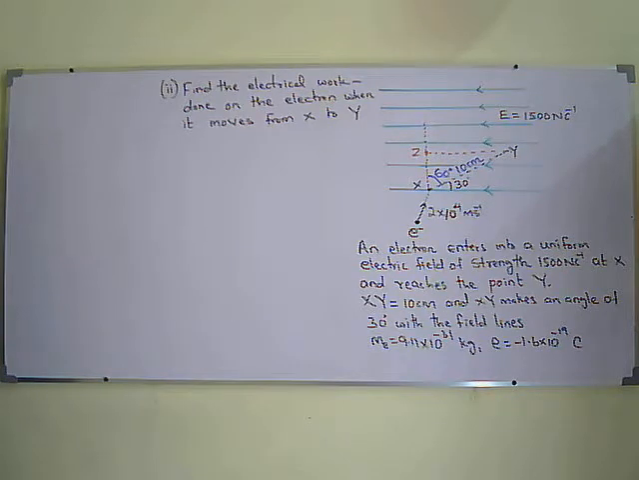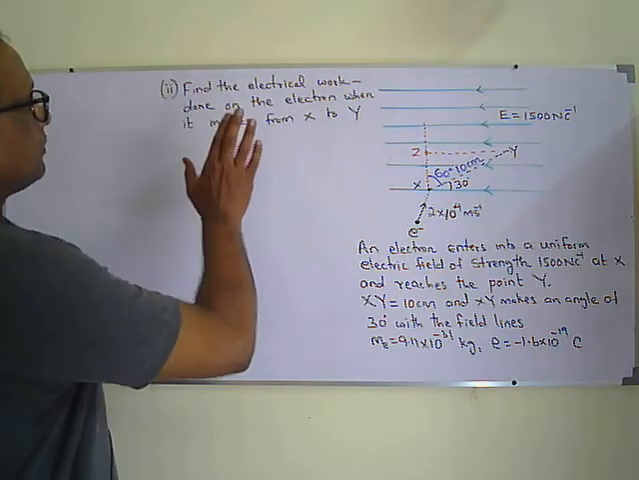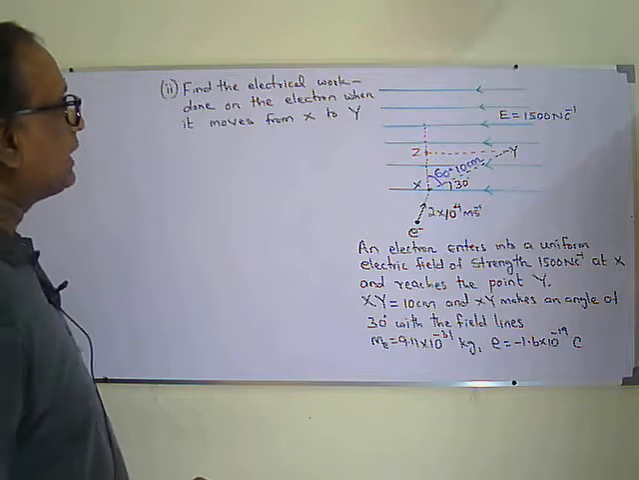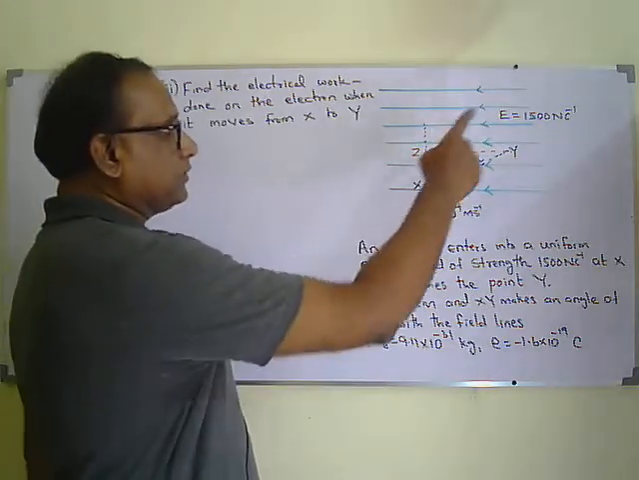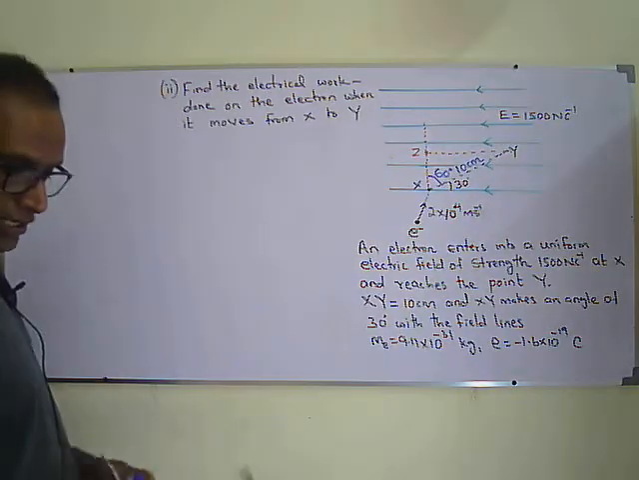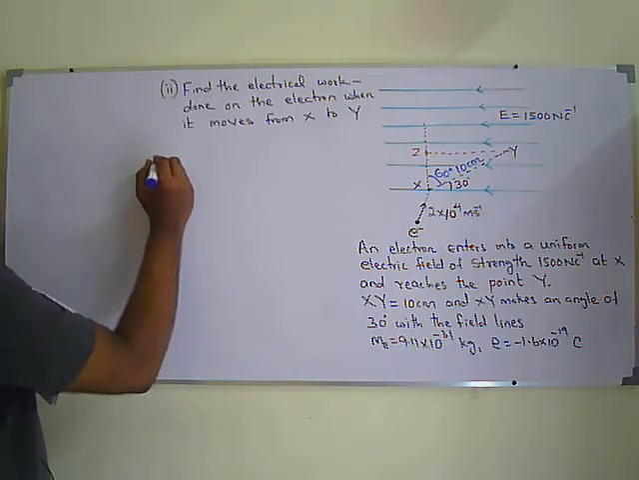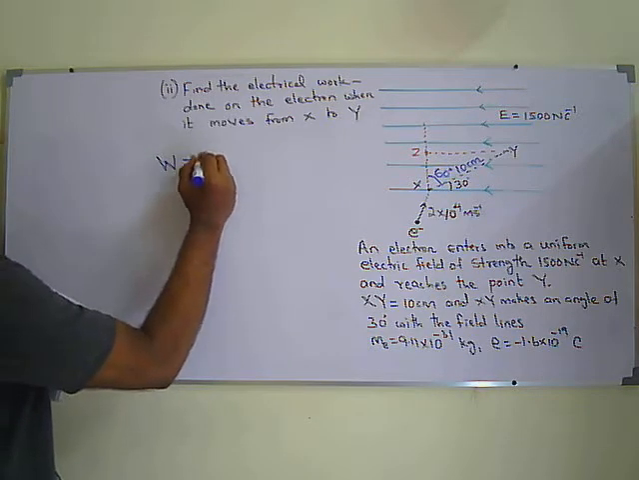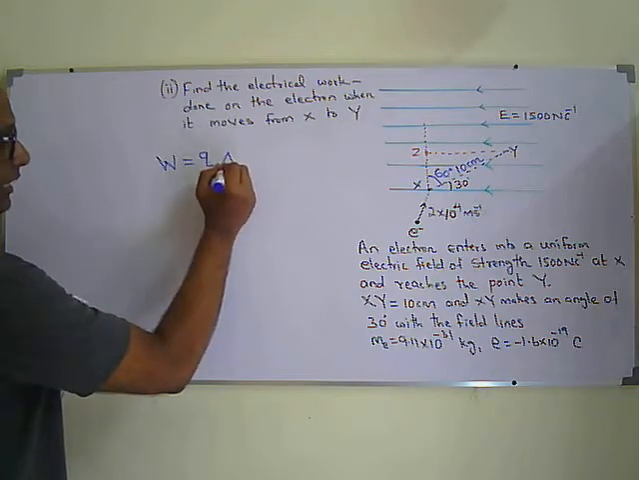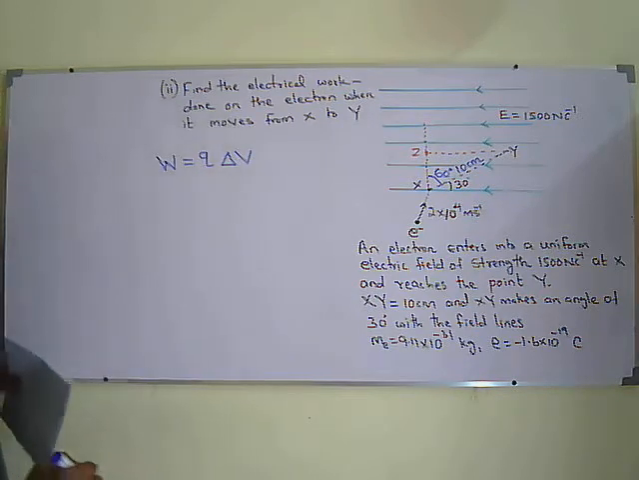Okay, second part. Find the electrical work done on the electron when it moves from X to Y. So what's the electrical work done? We know the electrical work done in an electric field is given by W equals Q times delta V, where delta V is the potential difference.